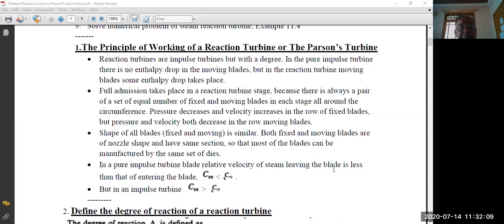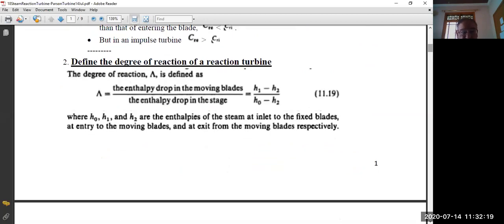But in a reaction turbine, CRE is greater than CRI. So this is the difference between impulse and reaction turbines.